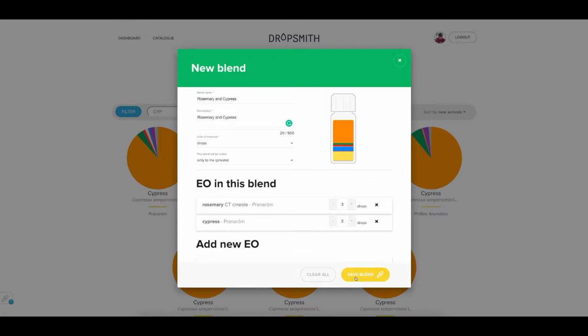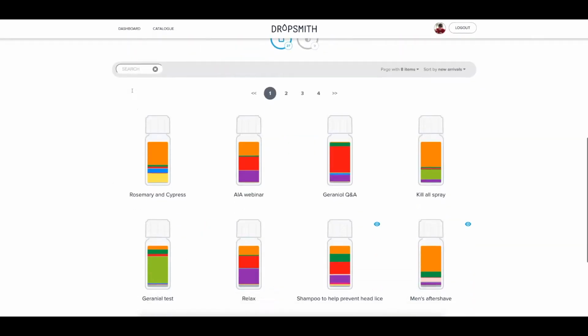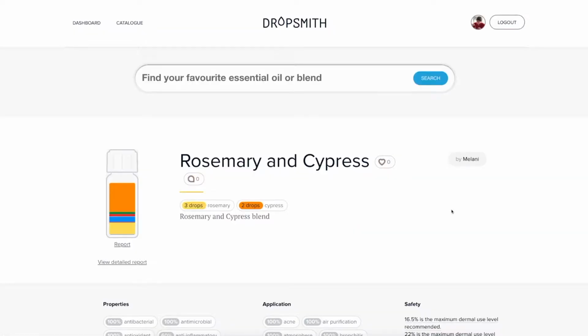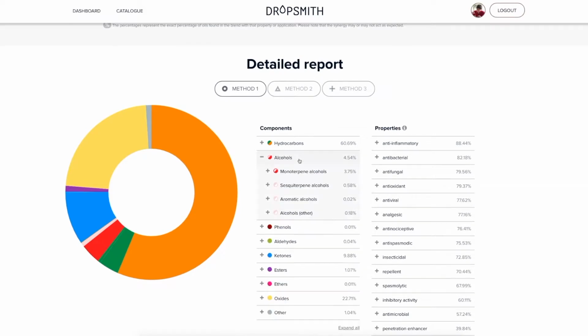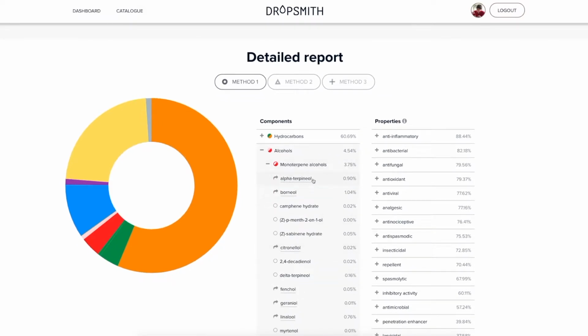If you remember, to find your blends, you go to Dashboard and then scroll down to view your blends. So let's take a look at this blend we've made. So here is our blend. We have 3 drops of rosemary and 2 drops of cypress, and we're looking at the sum of alpha terpineol, if I remember correctly, and the question was, why is it 0.90% and not the sum of it?